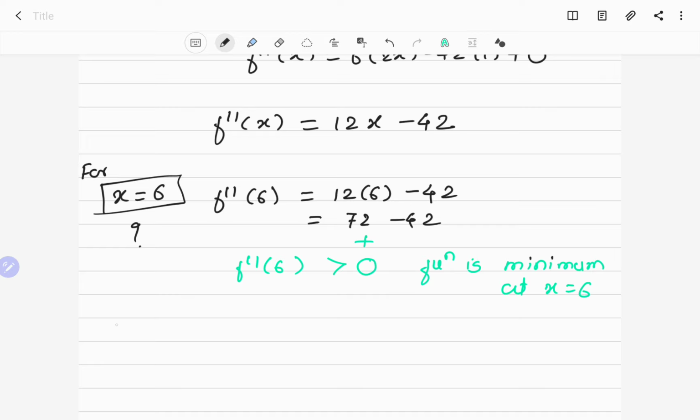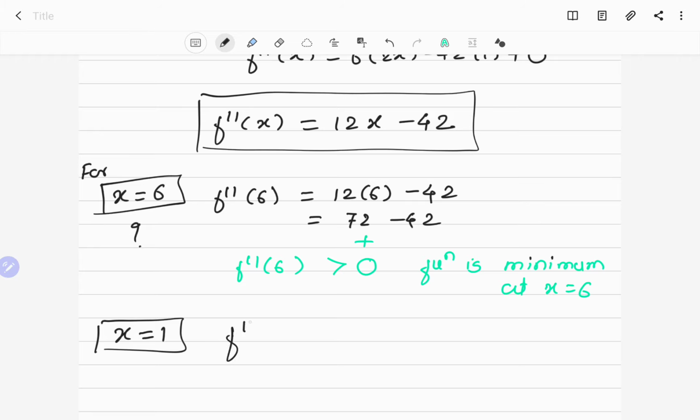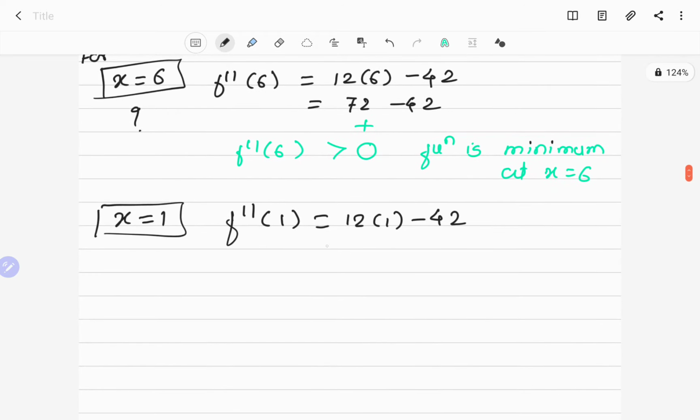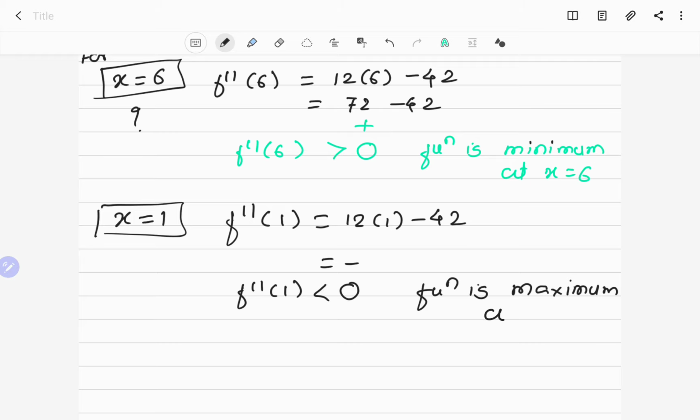Okay, then we have one more value, x equal to 1. Substitute this x equal to 1 again in the second derivative. So f double dash of 1. I am substituting x equal to 1 in the second derivative. It's 12 into 1 minus 42. So what is your observation, friends? Obviously it's negative. So overall it's negative, which means f double dash of 1 is less than 0. And if the second derivative is negative, then the conclusion is the function is maximum. The function is maximum at x equal to 1. This is the overall conclusion.